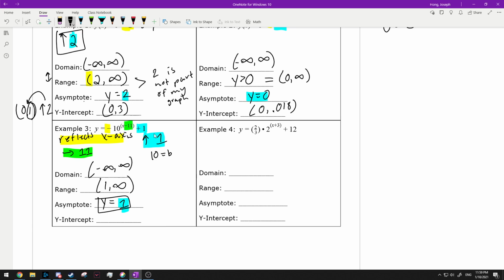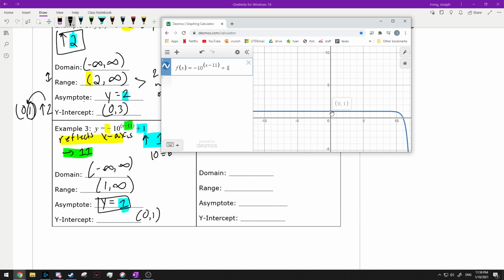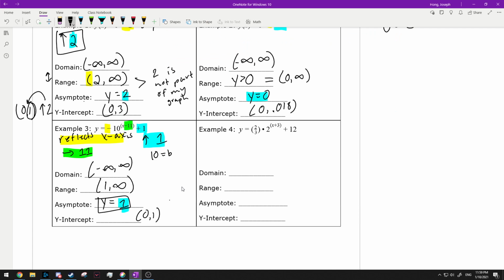And the last thing, my y-intercept. If I plug in 0 and try to solve it with the calculator, I get 0, 1. And if I just type this into Desmos as well, which I can probably do right here, f of x is equal to -10 to the power of x minus 11, plus 1. I can see that my y-intercept is still 0, 1.